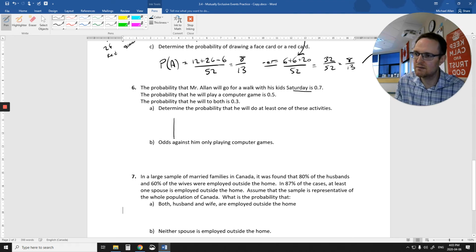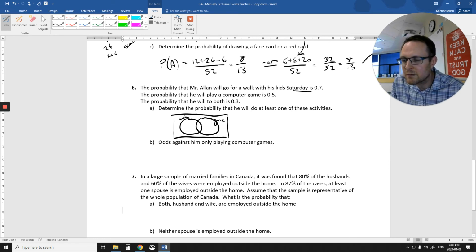So I'm going to draw a Venn diagram to do this one. Okay, so we have the probability of me going for a walk right here. So kids. This is the probability of a game. So what I know is that there's going to be a probability in between here of 0.3. I'm going to write that on the side there. Now, it doesn't say this is the probability I only play a video game. So that means that's going to be 0.2 because these two parts, this part and this part, they had to add up to 0.5. The same thing goes to the walk. It doesn't say I only go for a walk with my kid. So when I add these two boxes together, I should get 0.7. Okay. Determine the probability to at least do one of these activities.